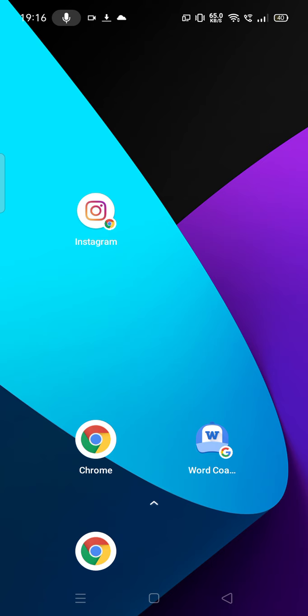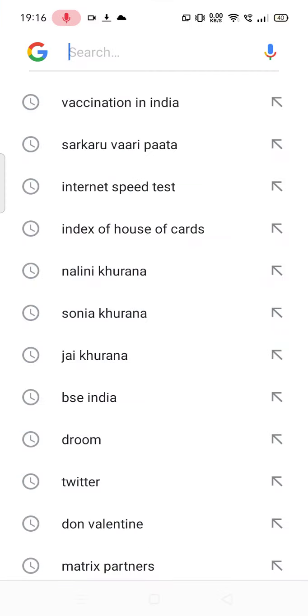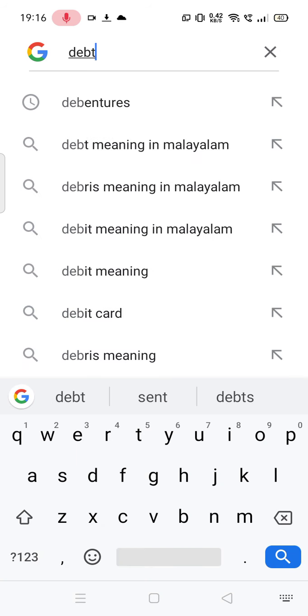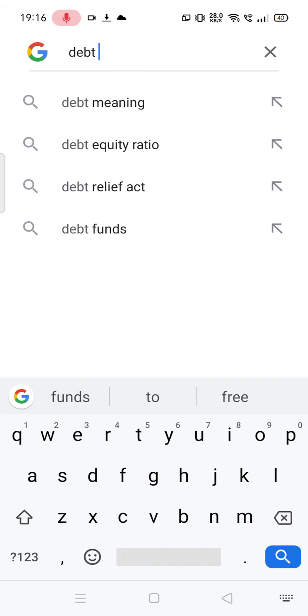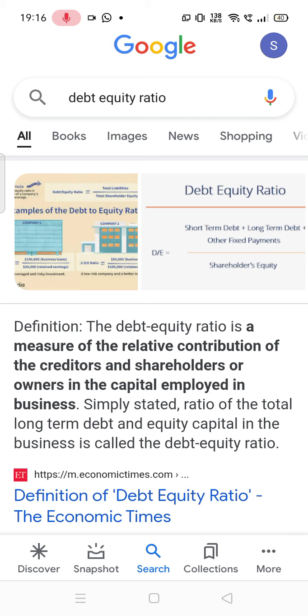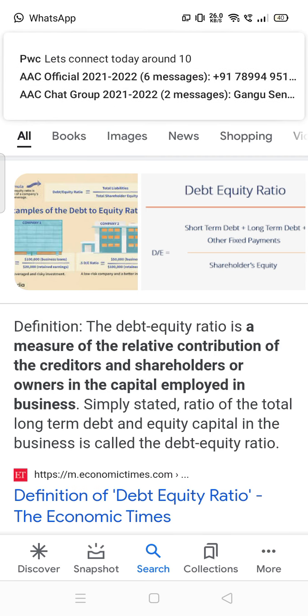Today I'm going to discuss an important concept which is used to assess a company's risk in the stock market. That is none other than the debt to equity ratio. In simple terms, the word itself suggests debt divided by equity. Debt is the amount of loan taken by the company, either long term or short term, and equity is the total amount of equity raised by the company.